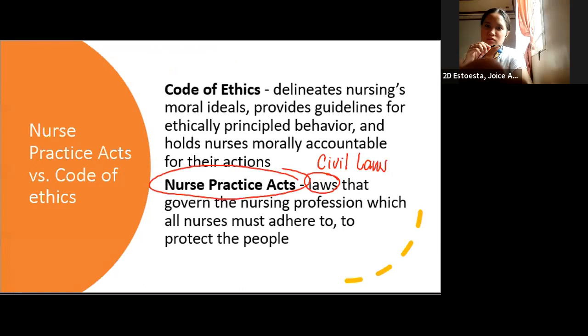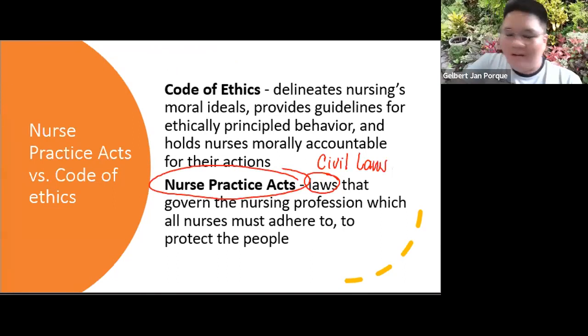Made by people. Okay, these are made by people. Although others would say that your civil law was also derived from the laws by God, so your civil law is actually separate, no? But then others would say that civil law is still derived from that of God.